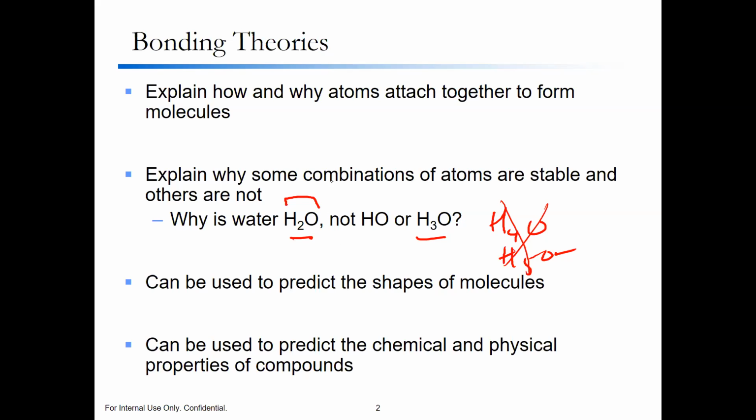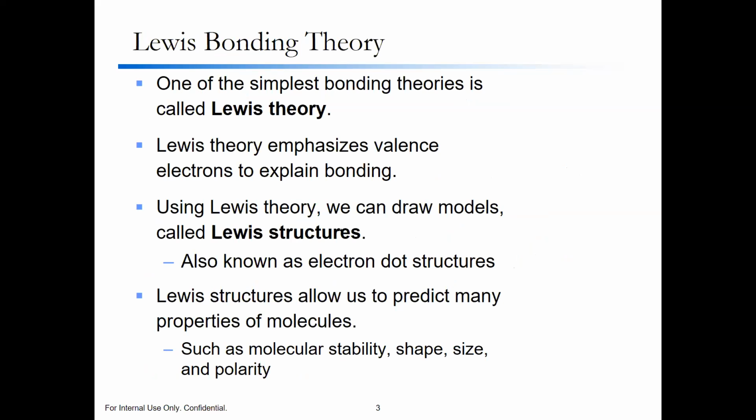Once we can predict what the formula is, the next step is to figure out the shape of the molecule. Is it a triangle shape? Is it a linear shape? Is it a square shape? Next thing is to figure out the shape, and that's what we're going to be talking about in this chapter.